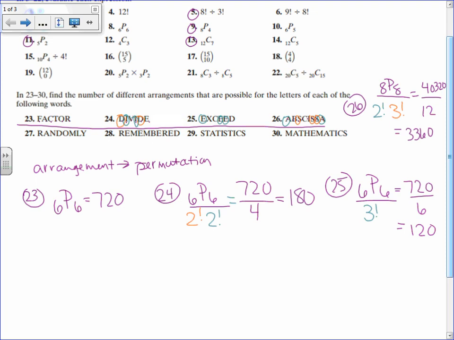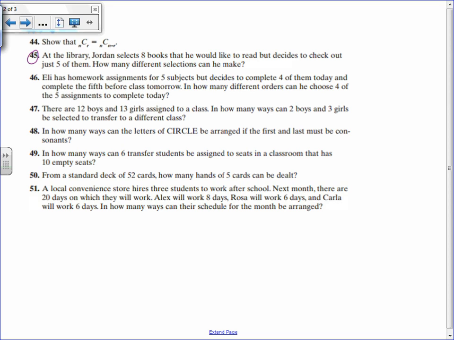Now on the second screen for permutations and combinations, you had to do number 45.